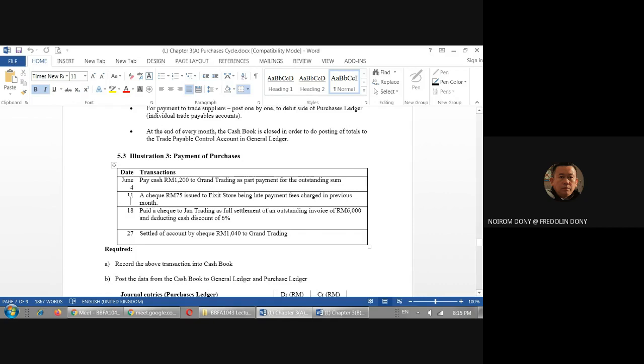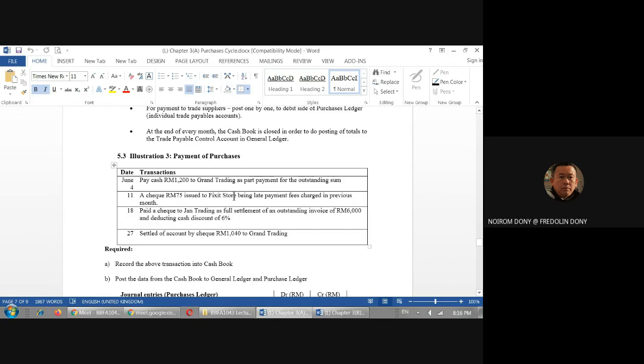Okay. So further, transaction on the 11th, a check of 75 issued to Fix It Store being late payment fees charged in the previous month. So the keyword: check, Fix It Store. Again, there's no specification of the item, only very general fees, late payment fees charges. So meaning this is related with the trading item. So we can assume Fix It Store is the trade payable.